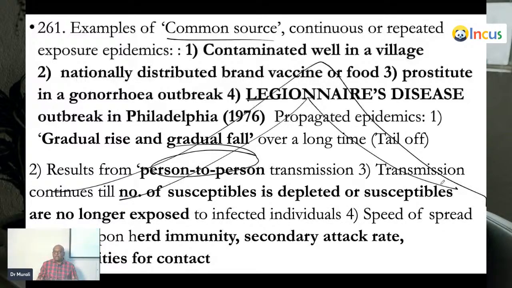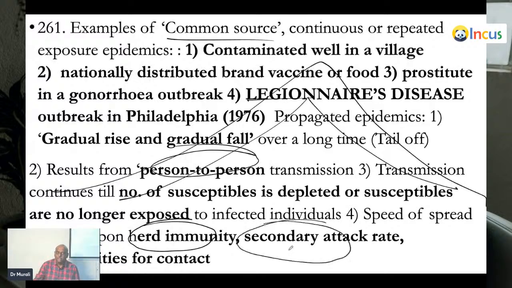So what is the factor that decides the speed of propagation of this propagated epidemic? It is the herd immunity, secondary attack rate, chance of contacting. They all decide the speed of the spread of a propagated epidemic, is what you have to emphatically remember.